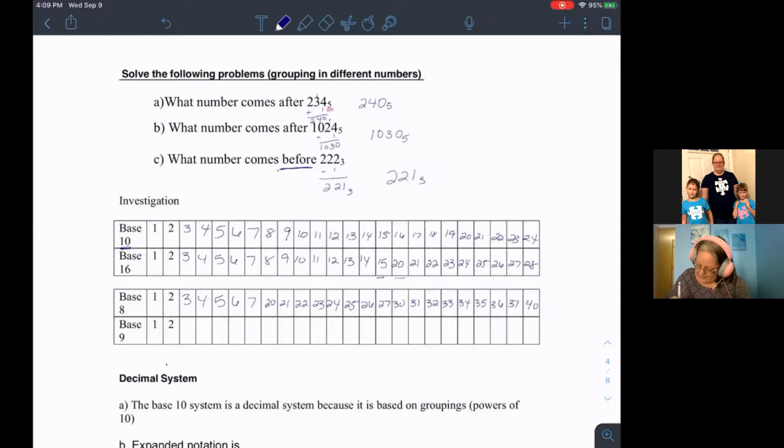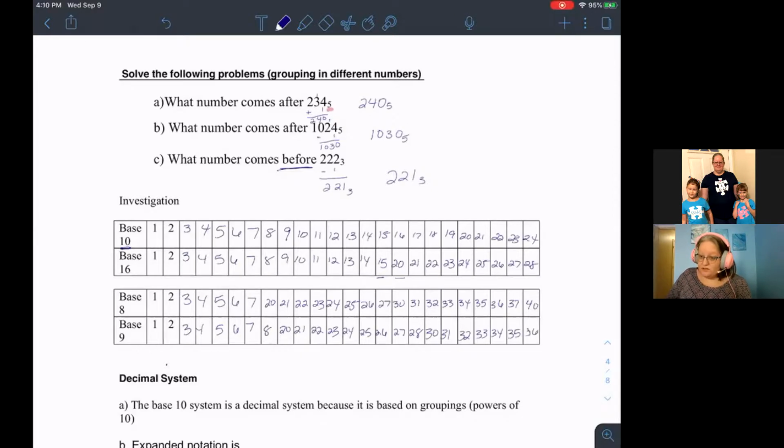And then base 9 would be 3, 4, 5, 6, 7, 8. There's no 9, so we have to go to 20, 22, 23, 24, 25, 26, 27, 28. There's no 9, so we would go to 30, 31, 32, 33, 34, 35, and 36.